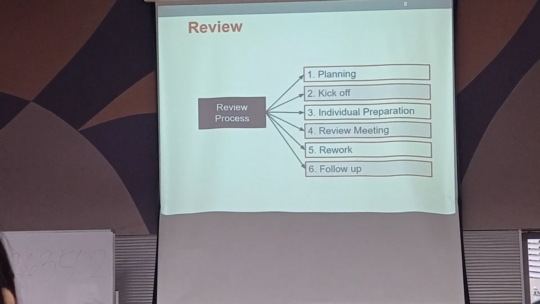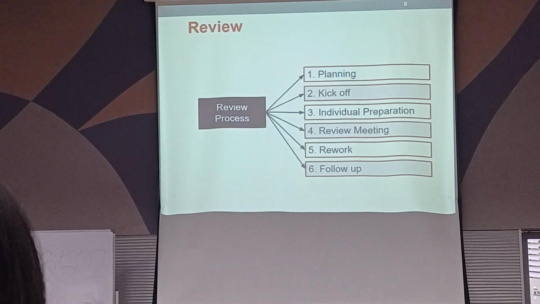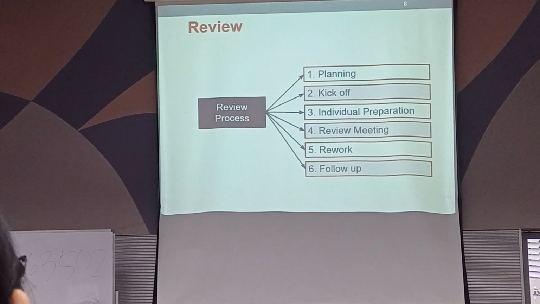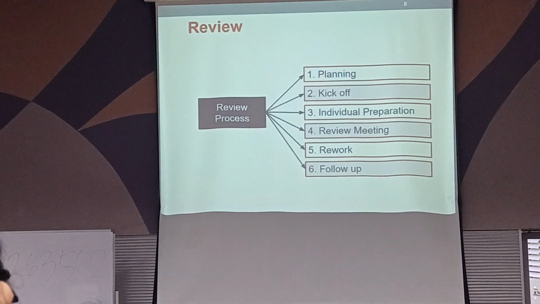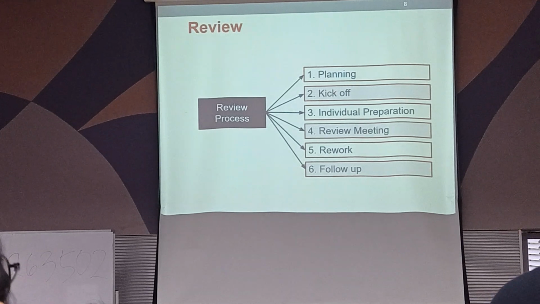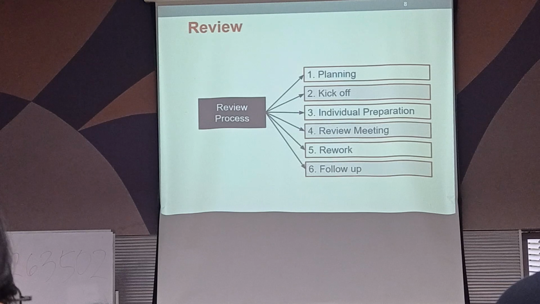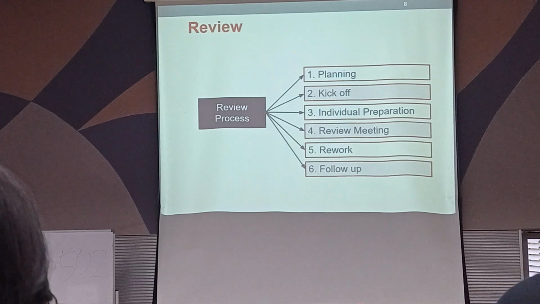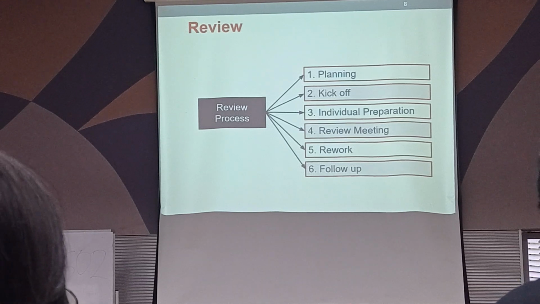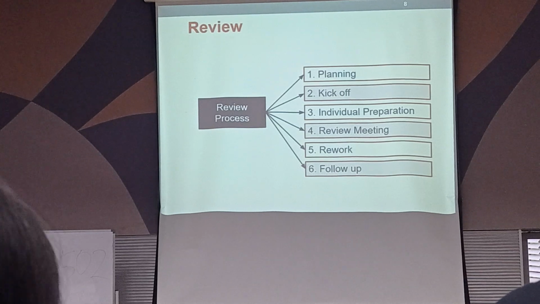Okay, so when we say review, we have these 6 different review processes. This is a flow of the review process, where we start with planning, then kick-off, then individual preparation, review meeting, rework, and follow-up. These 6 processes must happen in this flow. It's like a step-by-step flow. So, let's see one by one.